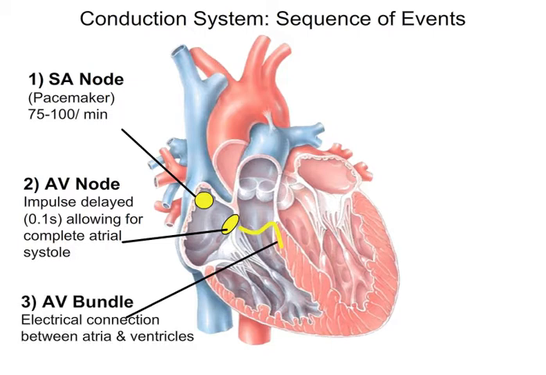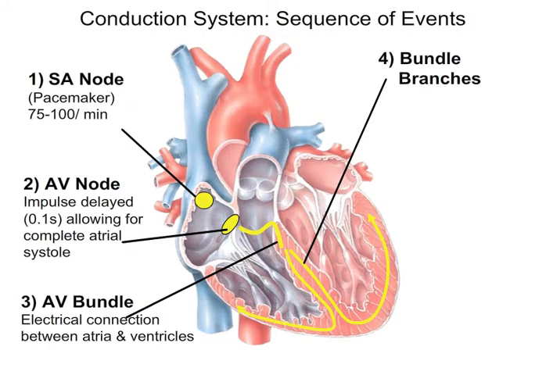Once the impulses leave the AV node, it will then move to the atrioventricular bundle, also called the bundle of His. The AV bundle is the only electrical connection between the atria and the ventricles. At this point, the electrical signal will then bifurcate or split and travel down the left and right bundle branches, which course along the interventricular septum towards the heart apex.